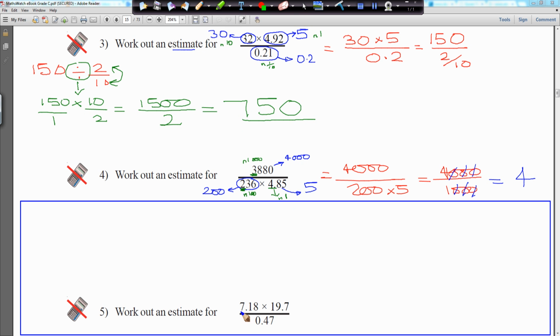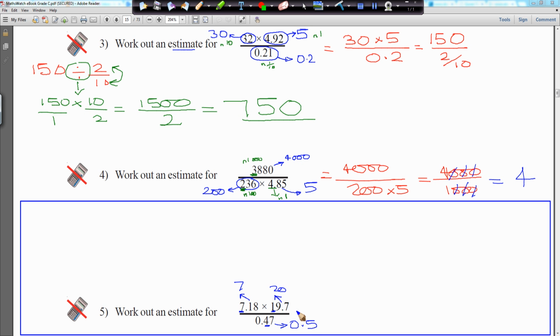So 7.18, the highest place value is the units, so we're going to round this to the nearest unit. 7.18 to the nearest whole number is 7. 19.7, the highest place value is the tens, so we're going to round this one to the nearest 10. 19.7 to the nearest 10 will give us 20. 0.47, the highest place value is the tenths. Round this to the nearest tenth. Look at this number, because it's 5 or more, we add 1. That gives us 0.5.